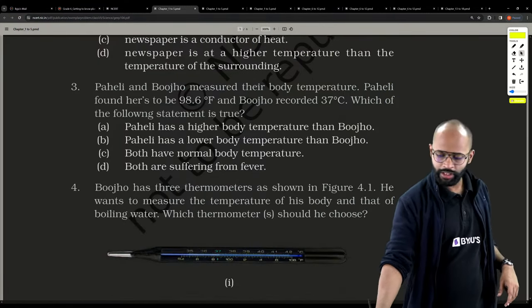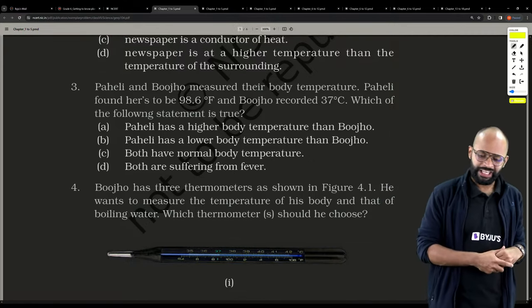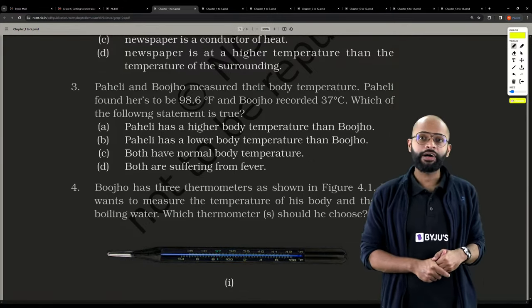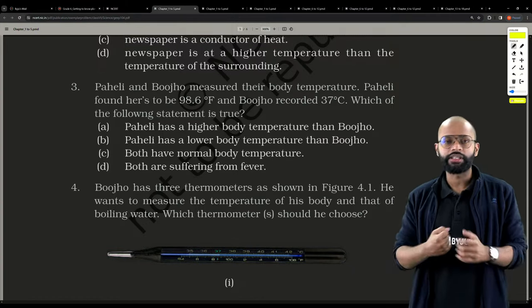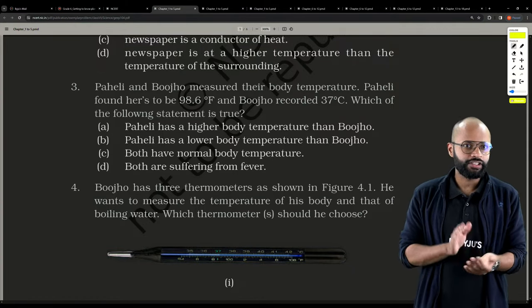Paheli and Bujho are measuring their body temperature. Paheli found hers to be 98.6 degrees Fahrenheit, and Bujho recorded 37 degrees Celsius.